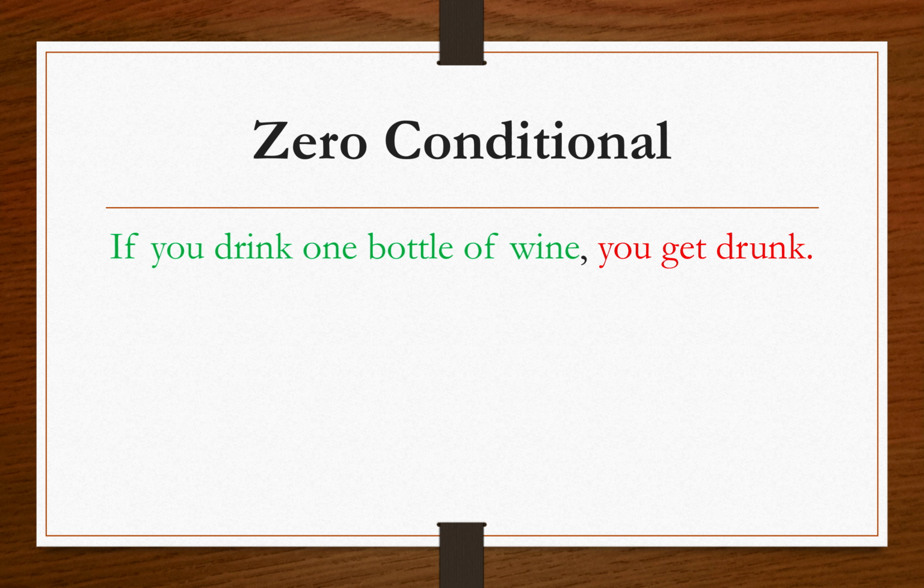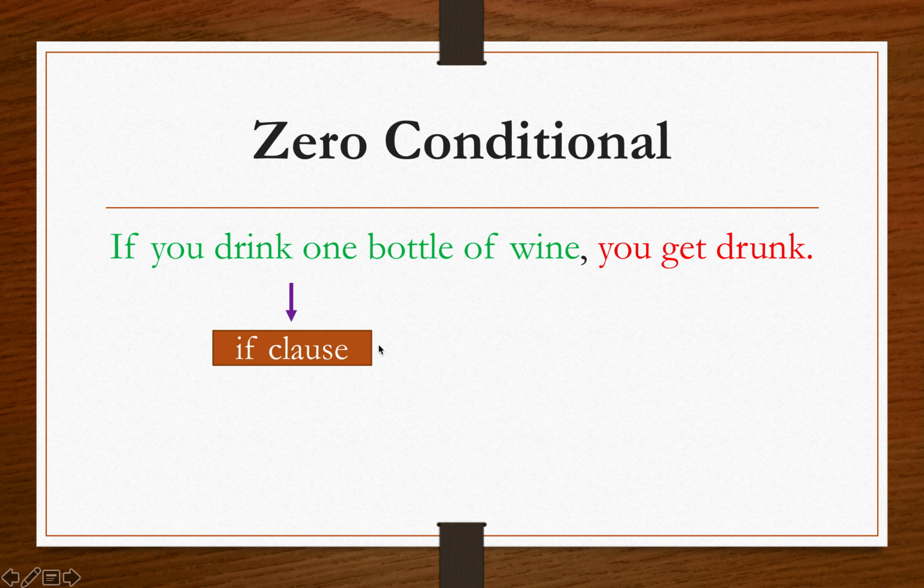I'm going to show you a sentence of zero conditional, and then we analyze it: if you drink one bottle of wine, you get drunk. So we have two parts in a zero conditional sentence, the green part and the red part. The question is, how do you call the green part and how do you call the red part? All right, let's go.